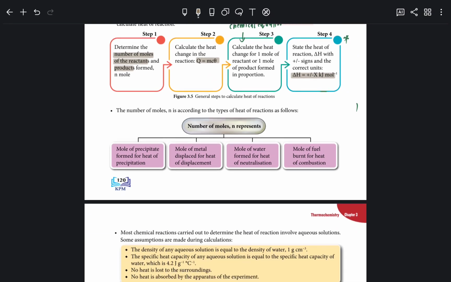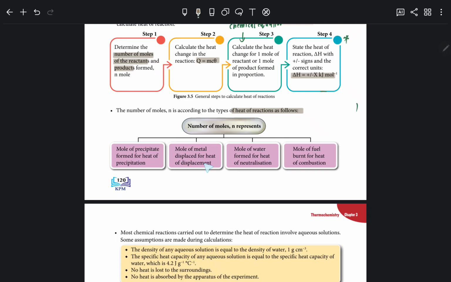Okay, and then next one, the number of moles and the types of heat reactions as follows. Okay, kan kita cari number of moles kan. So the number of moles tu berubah-ubah ikut jenis tindak balas. If let's say it is a heat of precipitation, so the number of mole yang you cari tu mole of the precipitate. Faham tak? Maksudnya you buat eksperimen pemendakan, precipitation. So you are given information about the precipitate, so you find the number of mole. So that is the number of mole for the precipitate, not for other things.